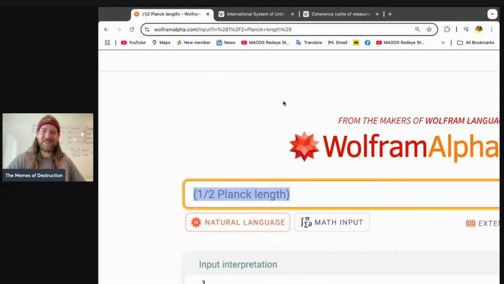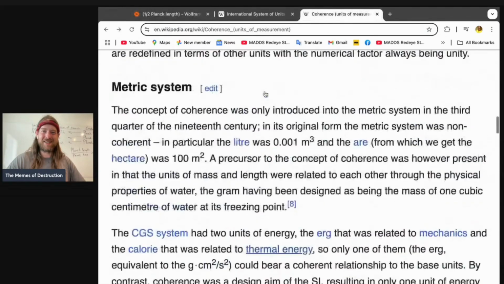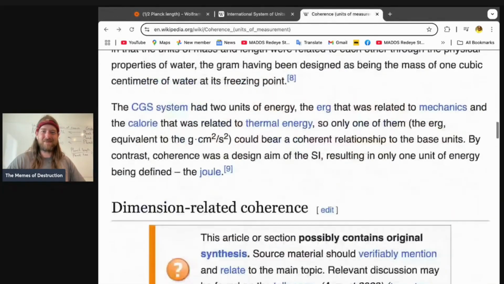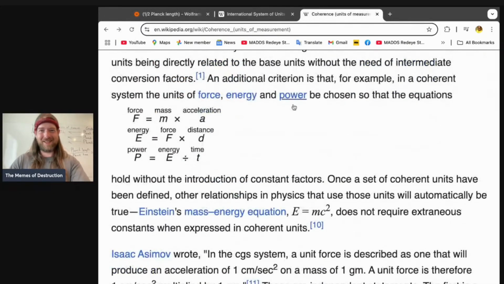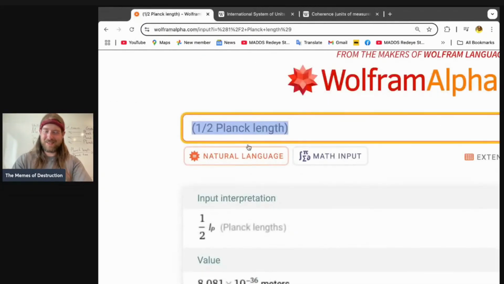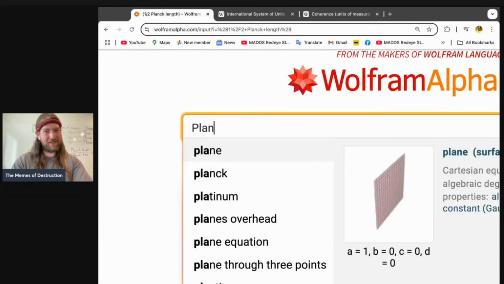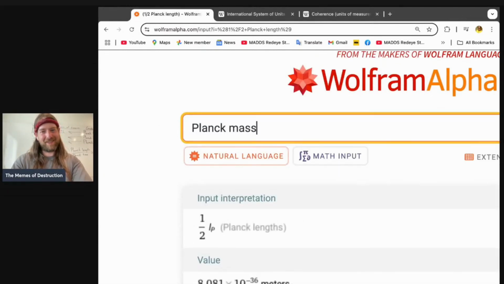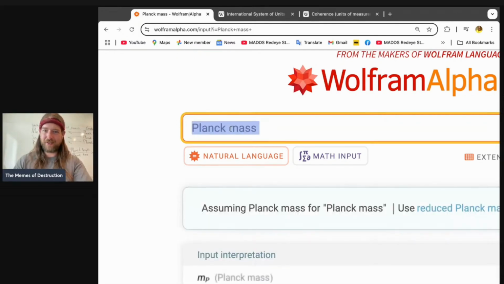Okay. So what do we have here? Let's go back. So force equals mass times acceleration. So let's do this. Force equals, let's just use Planck units. Planck mass, and then acceleration is length divided by time squared. So Planck length divided by Planck time squared. Throw this back in here.